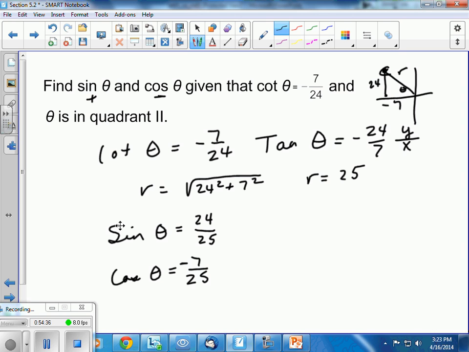Remember, all students take calculus. S being sine and its reciprocal function are the only two that are positive in quadrant 2. So another check.